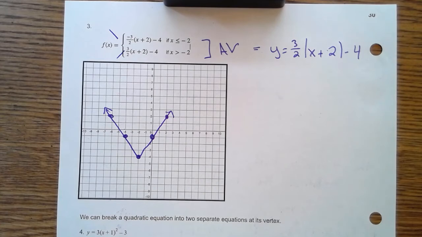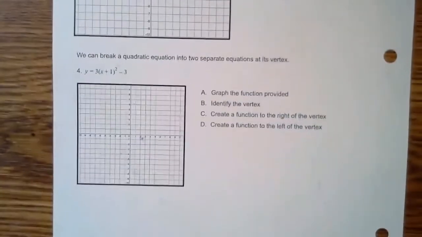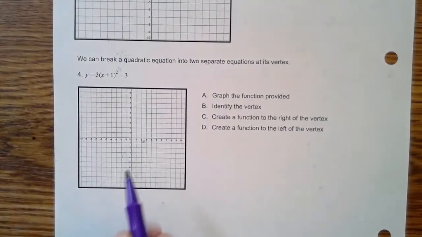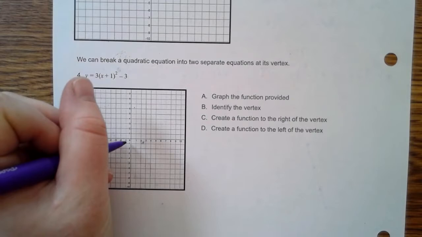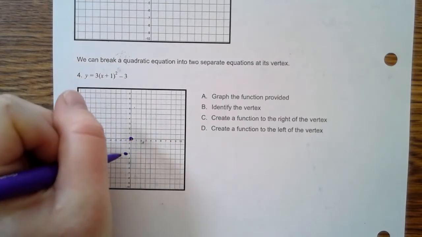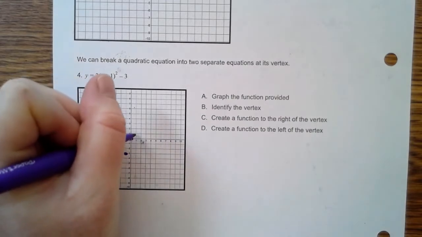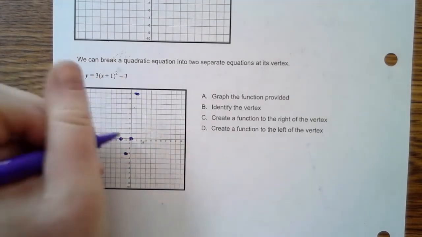Okay. This is a review from absolute value, I think unit 4. We can break quadratic equations up into separate equations at its vertex, just like absolute value. So let's graph the function provided. This is going to be -1, -3, over 1, then 3 over 1, and so on.